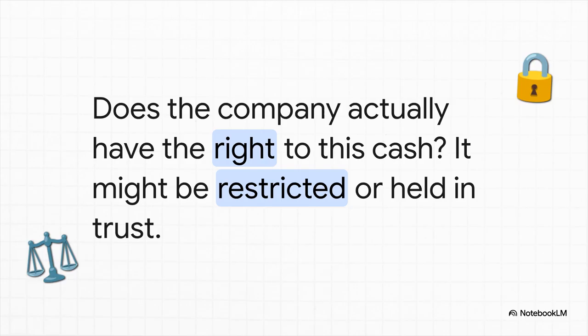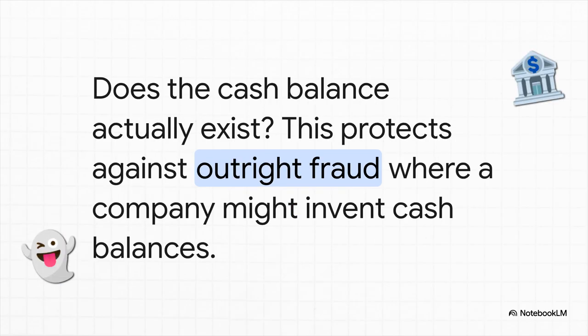R stands for rights and obligations. Now, this one is critical. It asks the question, does the company truly have the right to this cash? For example, maybe some of that cash is being held for a client, or maybe it's locked down as collateral for a loan. Just because the company's name is on the bank account doesn't mean they have total control over it.